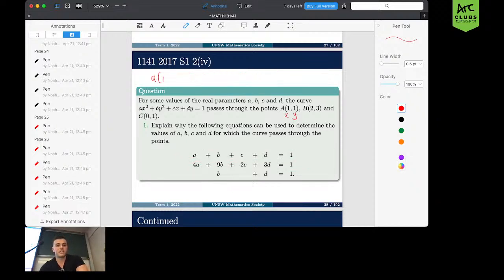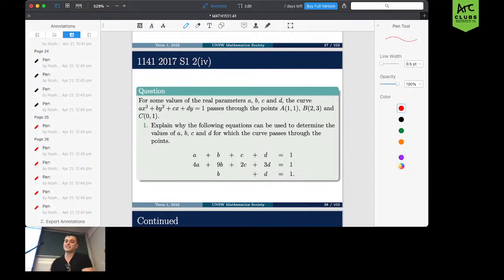Cool. If you sub in the second point, why don't we make this guy xy now? And wherever I see x, I'm just going to sub in 2. Wherever I see y, I'm just going to sub in 3. So what's this going to be? This is going to be A times 2 squared plus B times 3 squared plus C times 2 plus D times 3. We know that that's equal to 1. And so what you get there is exactly that. So 4A plus 9B plus 2C plus D is equal to 1. And I encourage you to sub in 0, 1 just as an exercise. But what you'll see is that you get that last one.